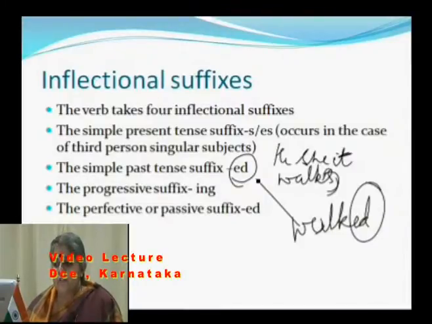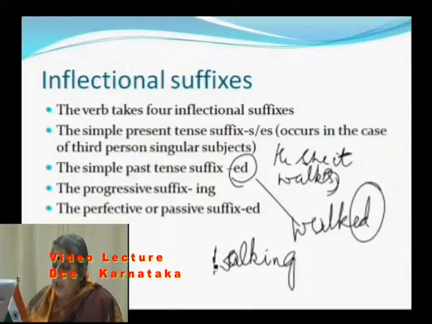In progressive tense, what does the particular suffix form? The suffix is ing. I have started with the word walk, I shall continue with the word walk, and the verb takes which particular suffix? The verb takes the suffix ing form. In perfective or passive, which form is taken? The form ed is taken.